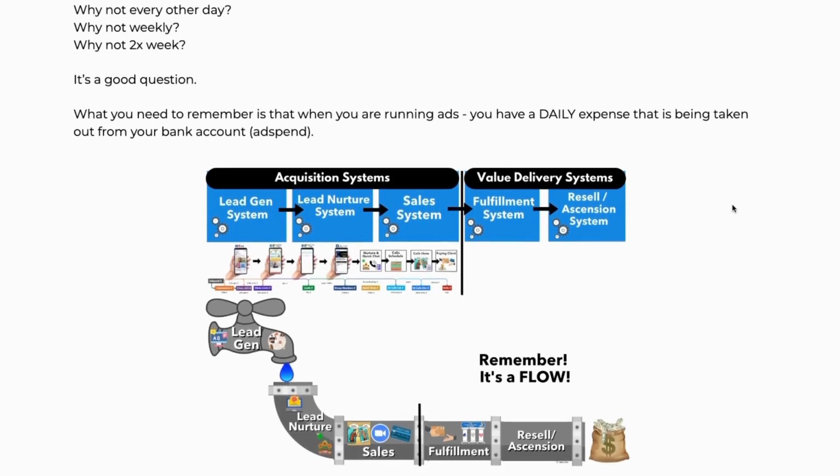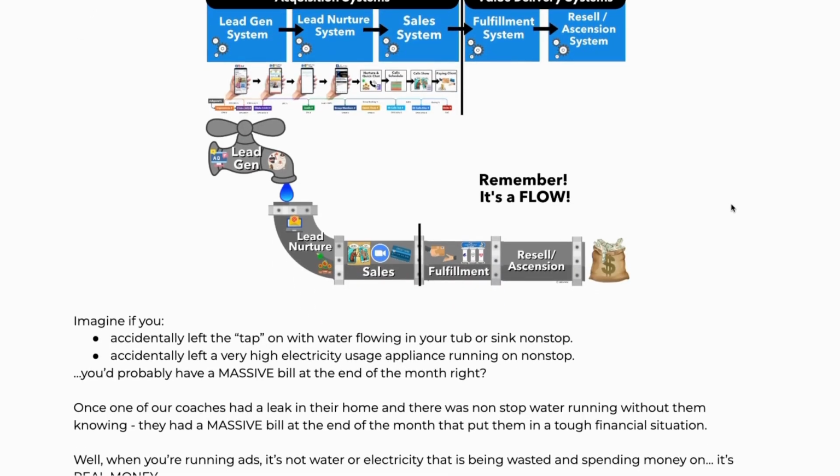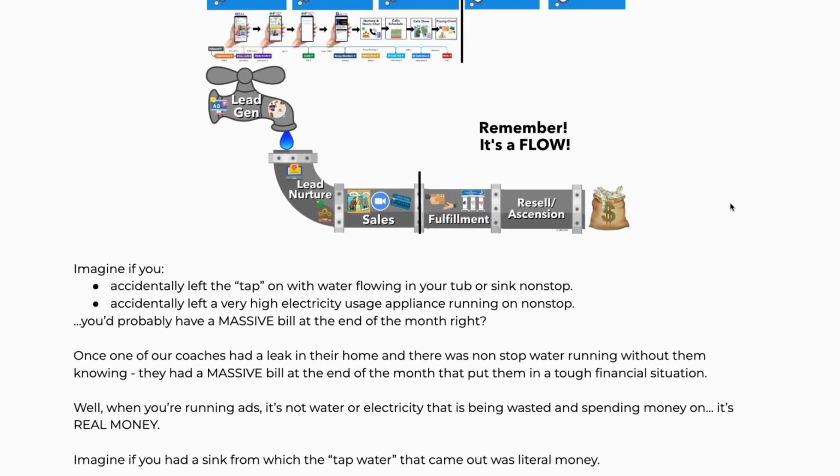Imagine if you accidentally left the tap on with the water flowing in a tub or a sink, and you just let that go nonstop. God forbid your tub had the stopper in, and your house would literally flood over. Or if you accidentally left on a very high electricity usage appliance running nonstop, you'd probably have a massive bill at the end of the month. In fact, one of our coaches had a leak in their home with nonstop water running, and without them knowing, by the end of the month they had a massive bill that literally put them in a tight financial position.